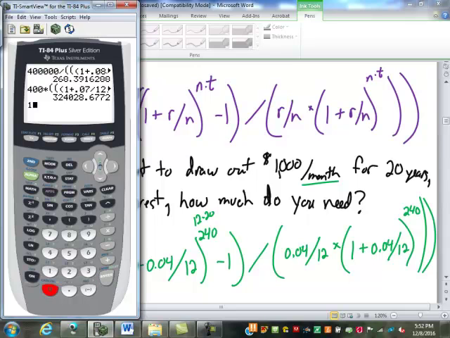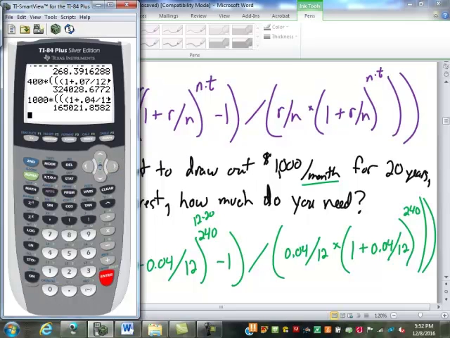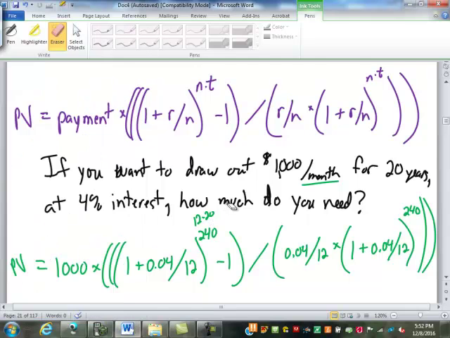So let's do this. 1,000 times 1, 2, 3. 1 plus 0.04 divided by 12. Close, power 240. Minus 1. Close. Divide. Open. 0.04 divided by 12 times. Close. 1 plus 0.04 divided by 12, close, power, 240 again, close and close. $165,021.86.